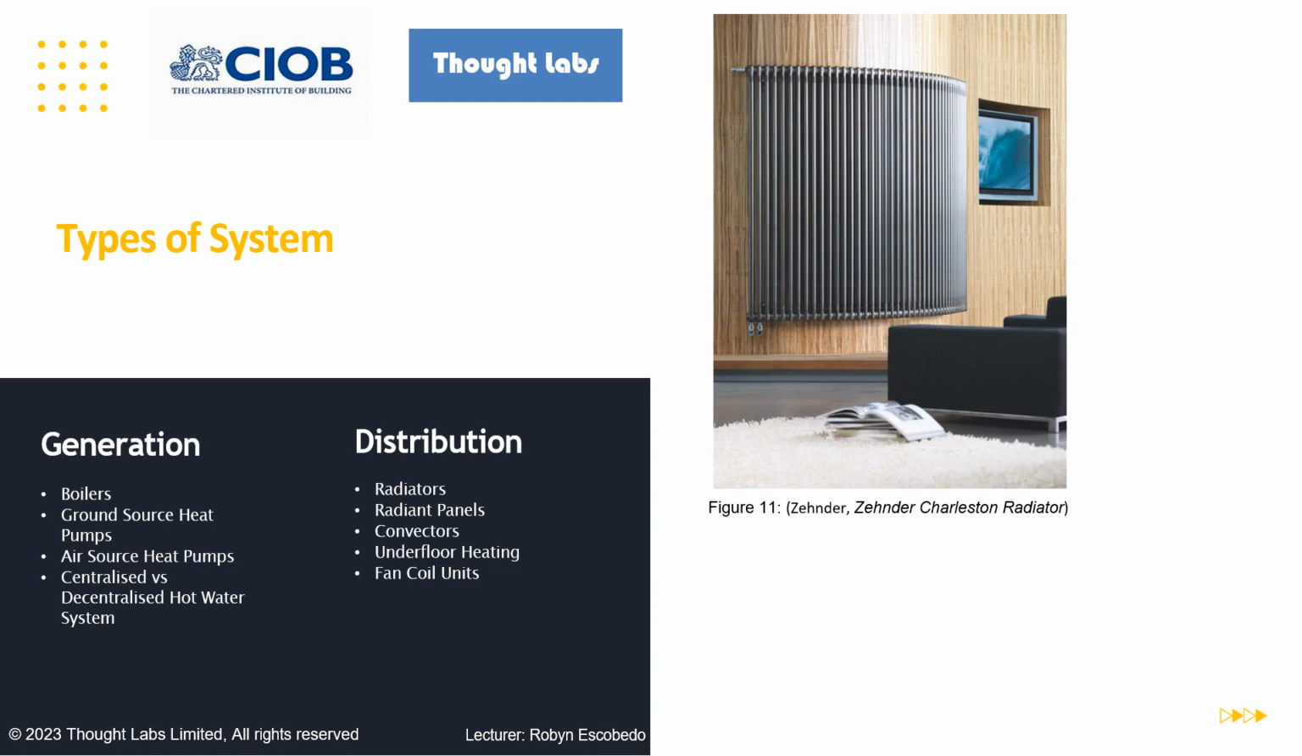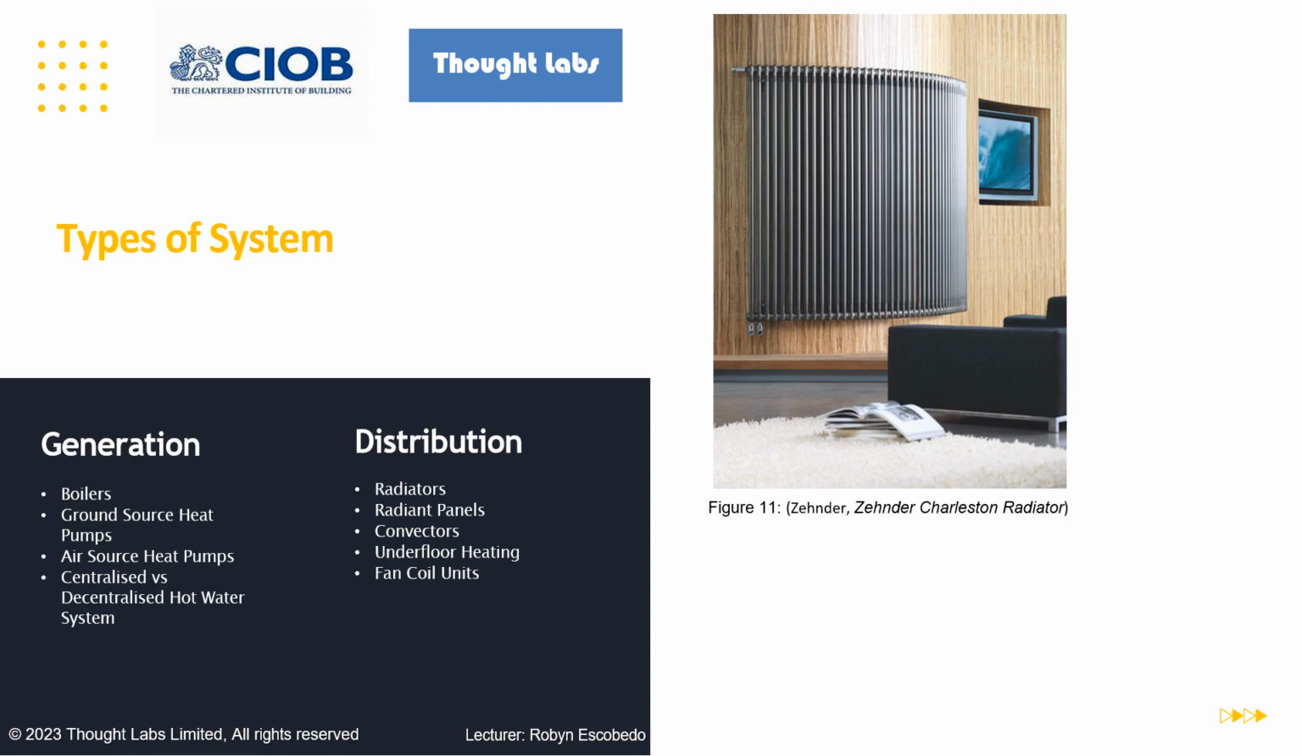Heat distribution. Radiators. Heat can be distributed to rooms in a variety of ways, and radiators are probably the most classic example of this. They're readily available in designs of different shapes and different sizes, and some can even be custom made to suit, like the image in front of you, which I think is quite nice.